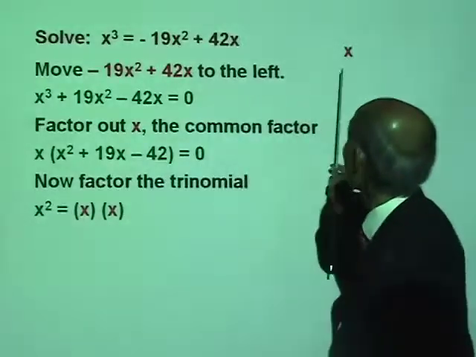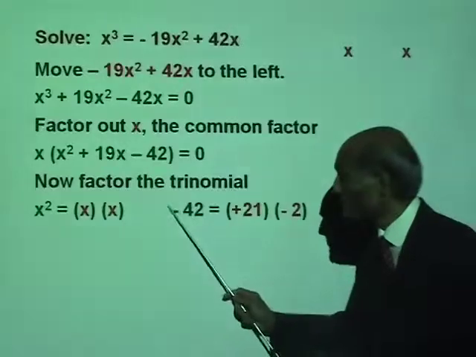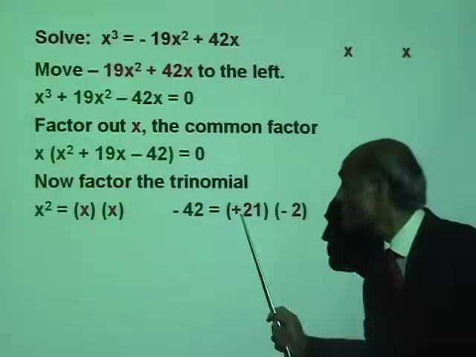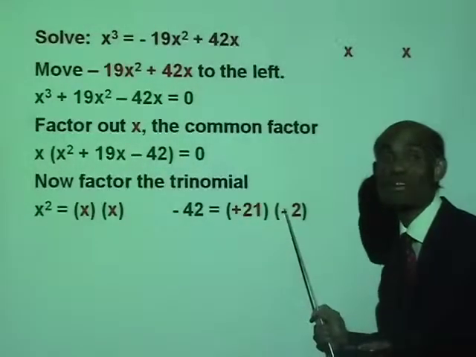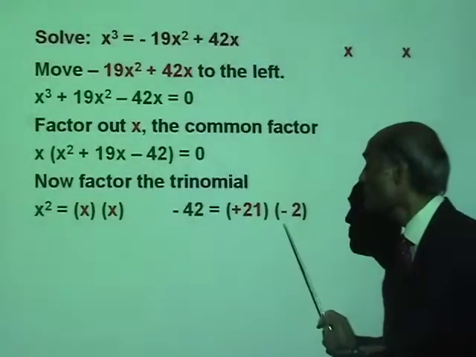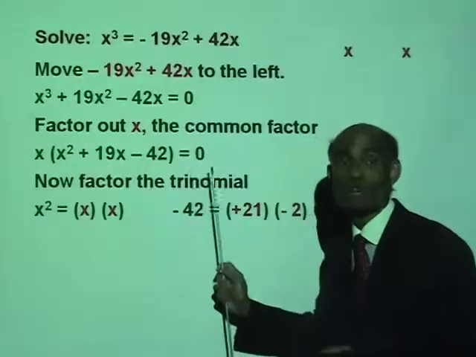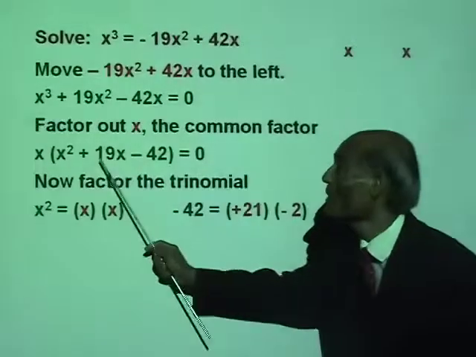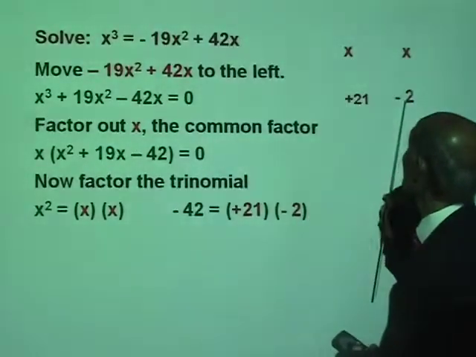Well, let's write x and x side by side. Negative 42 is factored as positive 21 times negative 2. I hope you understood the rationale for it. Why? Positive 21 multiplied by negative 2 is negative 42. And positive 21 added to negative 2 is positive 19. Let's write those numbers here.